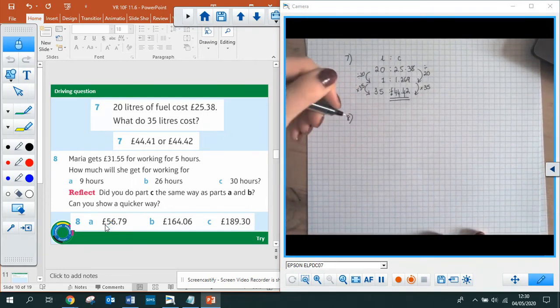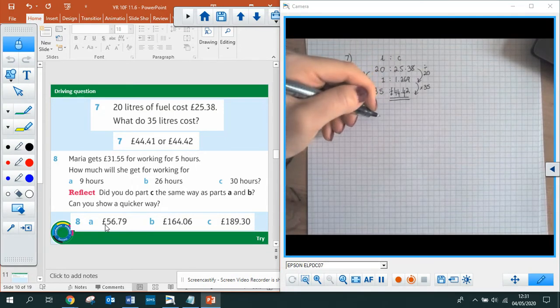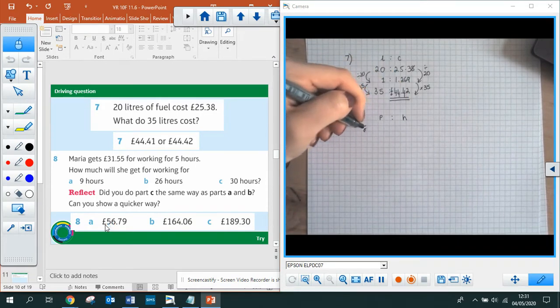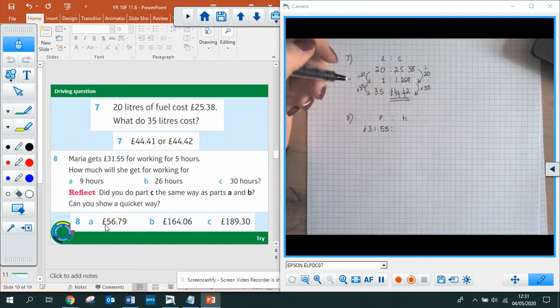Question 8 says Maria gets £31.55 for working 5 hours. How much will she get for working A, 9 hours, B, 26 hours, and C, 30 hours? Okay, so we can do pay to hours. She gets £31.55, and that's for 5 hours of work. It wants to know what she gets for 9 hours.